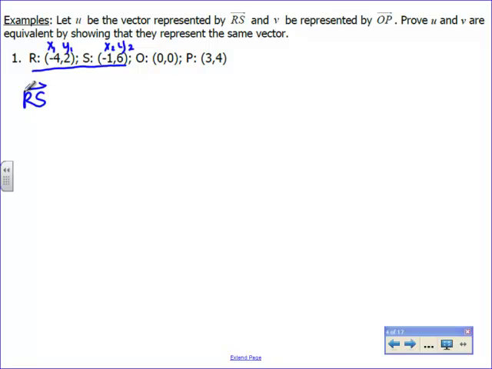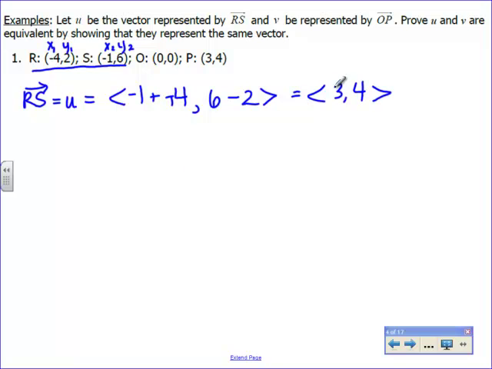So using our formula, we can come up with the formula for RS, which is our vector u, by doing x2 minus x1 and then y2 minus y1. Negative 1 minus negative 4 is going to leave you with plus a positive, which gets you to 3, and then 6 minus 2 gets you 4.